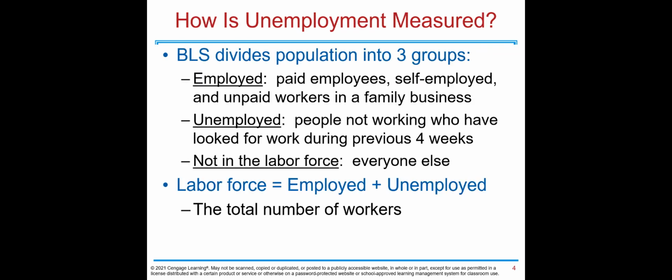And BLS divides the population into three groups. The first one is employed. The employed category contains paid employees, self-employed people, and unpaid workers in a family business. The second category is unemployed. These are the people who are not working but who have looked for work during the previous 4 weeks.